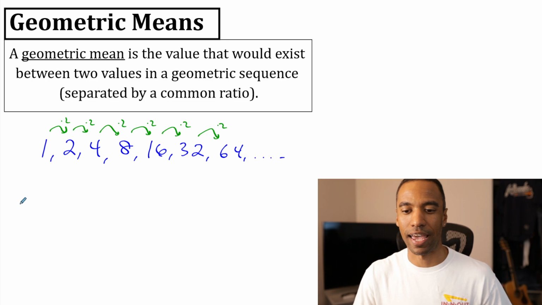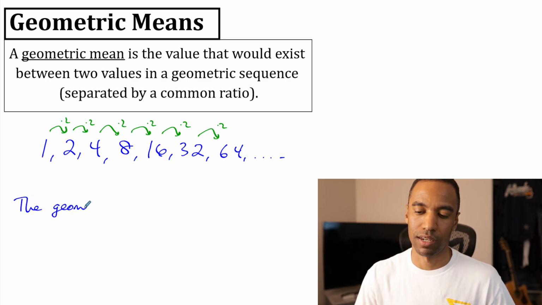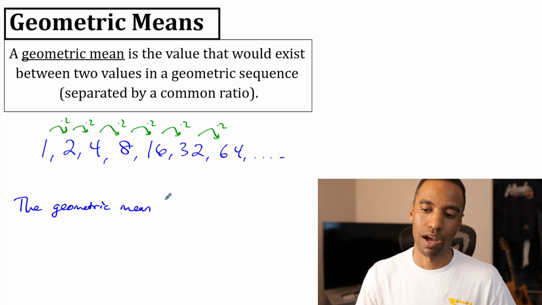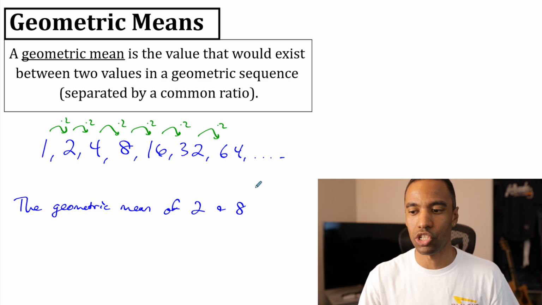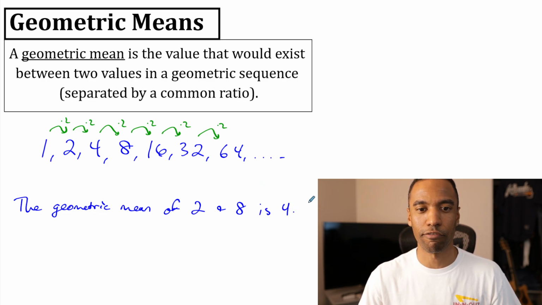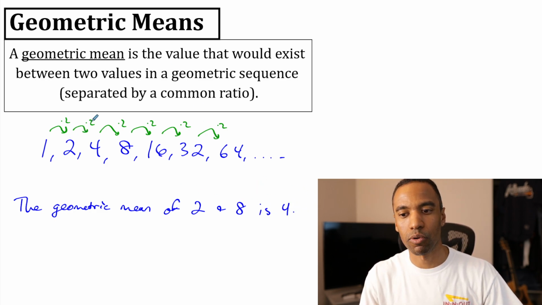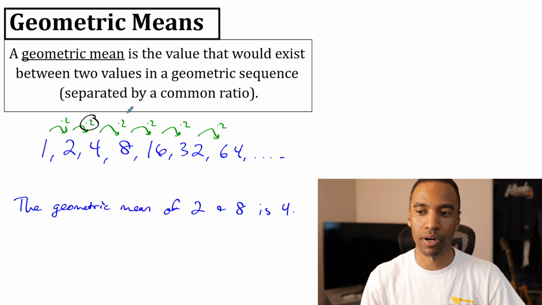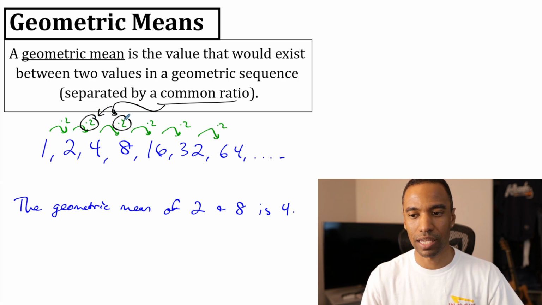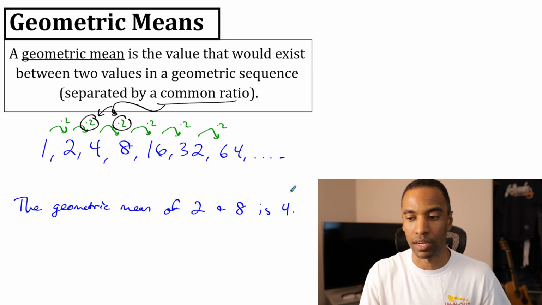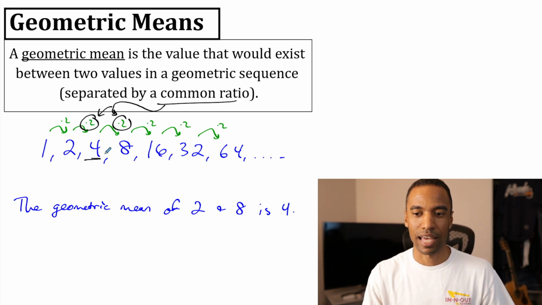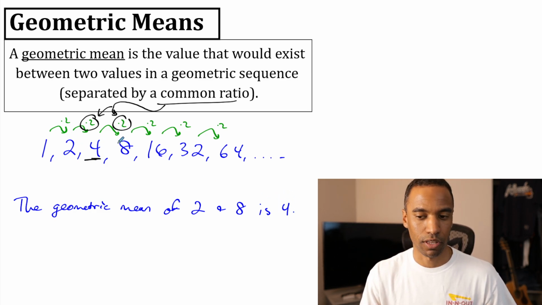So if I wanted to find the geometric mean of two numbers in this, of 2 and 8, well, that would be the number that occurs between 2 and 8 in a geometric sequence. In this case, that number is 4, because it's the number where you have to multiply by a common ratio. Remember, it's the same number over and over that you have to multiply by right here, here, and here in order to get from 2 to 8 with a number in between. 4 is the number in between right there. That is the geometric mean of those two numbers.